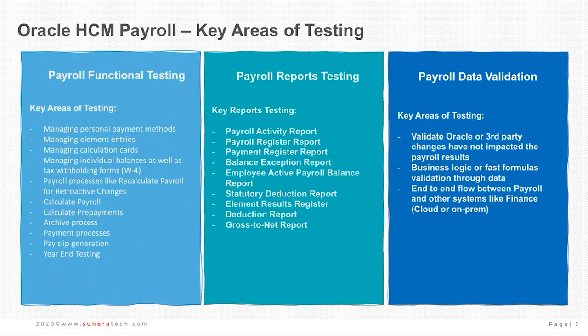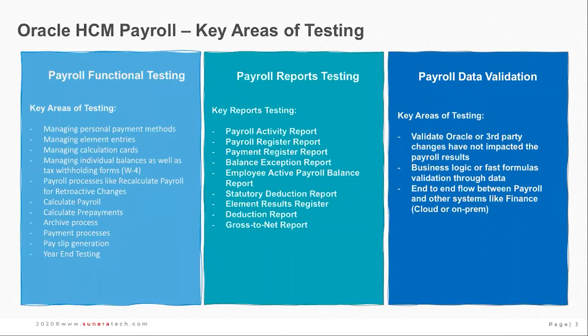As you can see from the slide, there are three areas. One is payroll functional testing. Second one is payroll report testing. And the third one is the data validation for payroll. We'll get into the payroll data validation as the last part. Before that, we will cover the functional testing and what the scope of functional testing is.